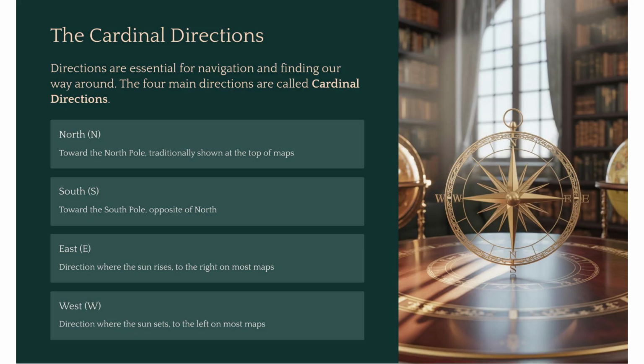Before latitude and longitude, people had to rely on basic directions for travel. The most fundamental ones are the cardinal directions, north, south, east, and west. These are like the building blocks of navigation. We can remember them easily by observing where the sun rises, east, and sets, west, or by using the North Star to find north. Learning these 4 directions is crucial because almost all other directions are based on them. If you know north, you know everything else.